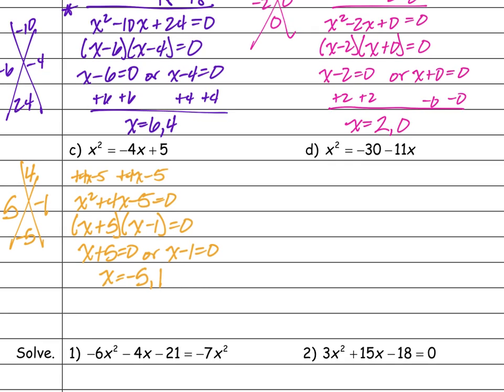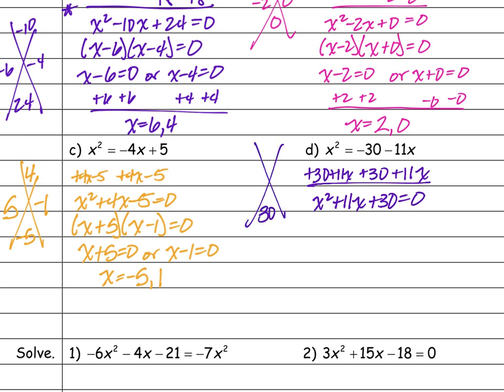And then the last one, I'm going to add 30 and add 11x. And I'm going to get x squared plus 11x plus 30 equals 0. So I need two numbers that are going to multiply to be 30 and add to be 11. I think that's 5 and 6. So I get x plus 5 times x plus 6 equals 0. So that means x is going to equal negative 5 and negative 6.